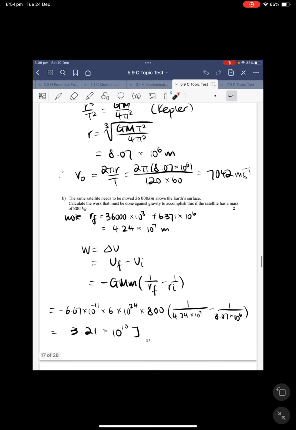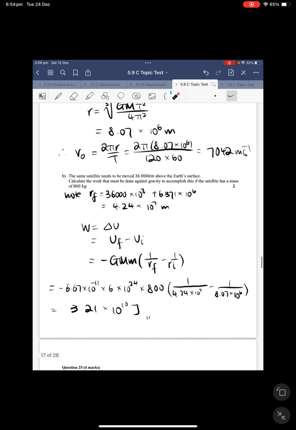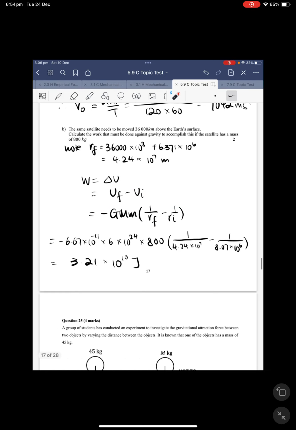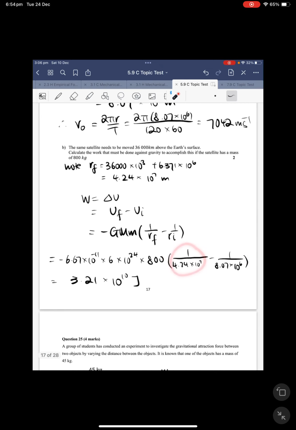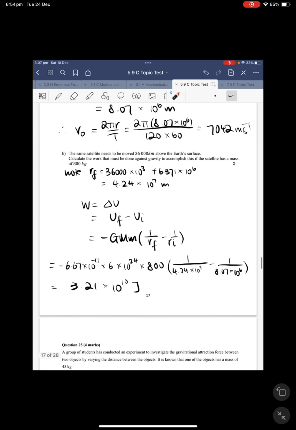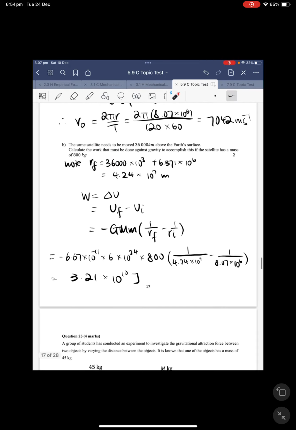Now to calculate the work is simply just the change in gravitational potential energy, which is the final potential energy minus the initial potential energy, noting our formula for gravitational potential energy here, and then we can just substitute in our values. Notice that our final radius is the value we calculated above here, and that the initial radius is exactly what we calculated above here. And so you should get 3.21 times 10 to the 10 joules.